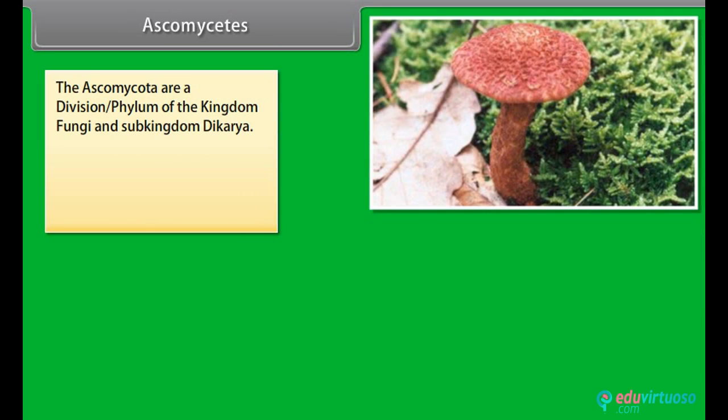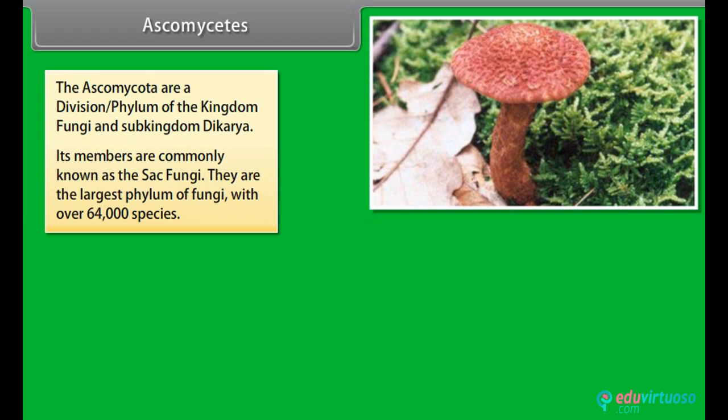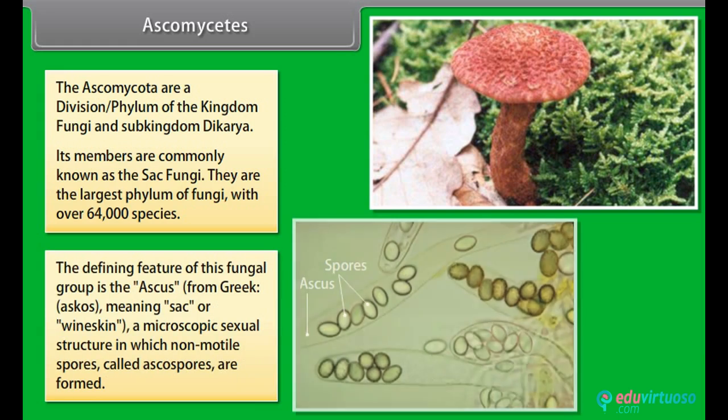Ascomycetes. The Ascomycetes are a division or phylum of the kingdom Fungi and subkingdom Dikarya. Its members are commonly known as the sac fungi. They are the largest phylum of fungi with over 64,000 species. The defining feature of this fungal group is the ascus, from Greek askos, meaning sac or wineskin, a microscopic sexual structure in which non-motile spores called ascospores are formed.